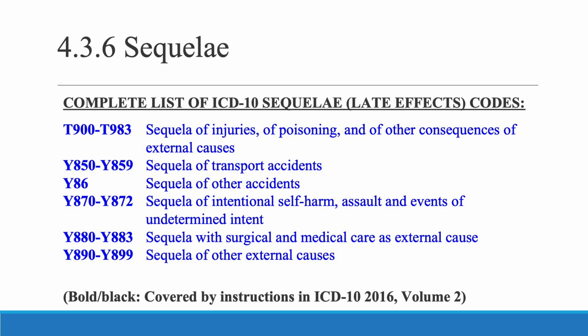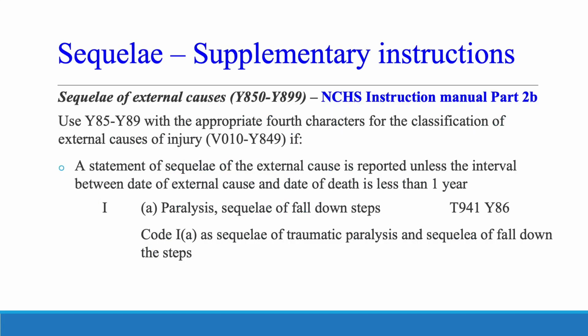So let's look at some helpful instructions from NCHS Manual Part 2B. Sequela of external causes, Y85.0 to Y89.9. Use Y85 to Y89 with the appropriate fourth characters for the classification of external causes of injuries. First criteria: if a statement of sequela of the external cause is reported, unless the interval between date of external cause and date of death is less than 1 year.